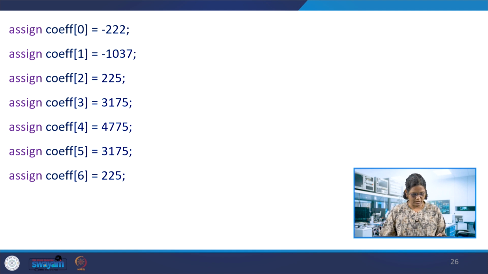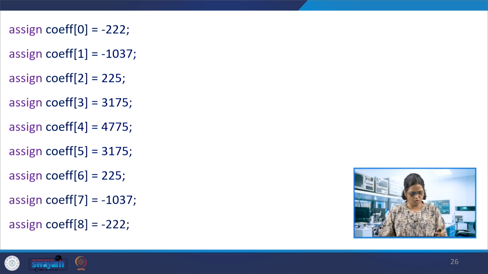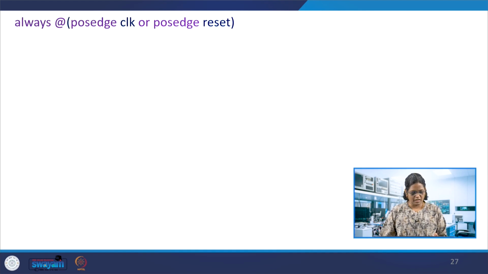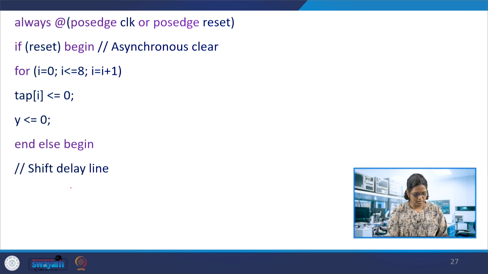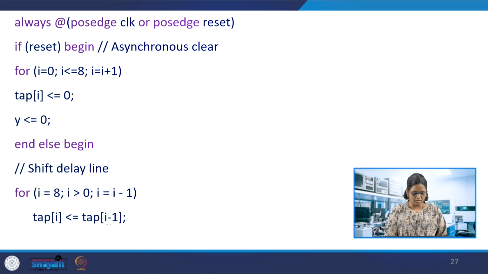So these coefficients are stored in the program itself, and then always at the passage of the clock or the reset: if reset, then make the for loop and make all the taps, in the fashion of the first example which I had given. Tap i less than or equal to 0, make y 0. After that, else begin, do the shifting of taps for i greater than 0, i minus 1, tap i less than or equal to tap i minus 1. Do that operation and assign this x to tap 0. So every clock edge that would shift.